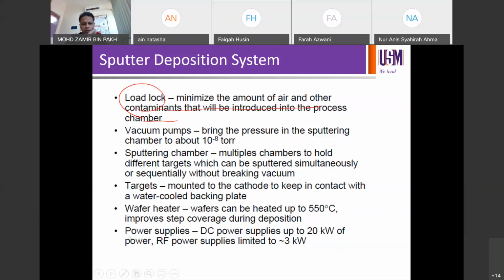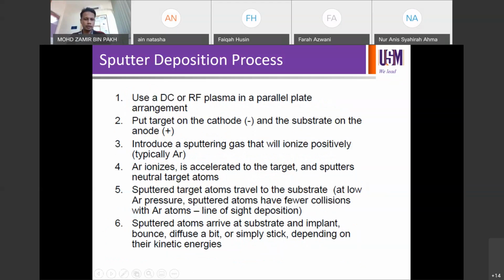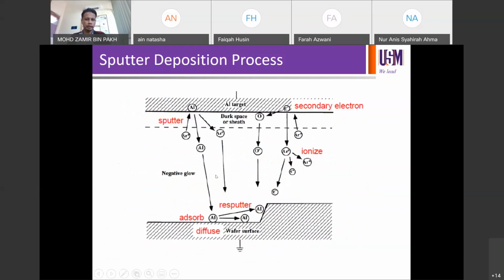Target, water heater, power supply. So you see the difference here between DC and RF. If you have DC, then you have to use a DC power supply. If you have an RF system, you have to use an RF power supply. So that will make the difference for the deposition process. This is the same as I explained before.